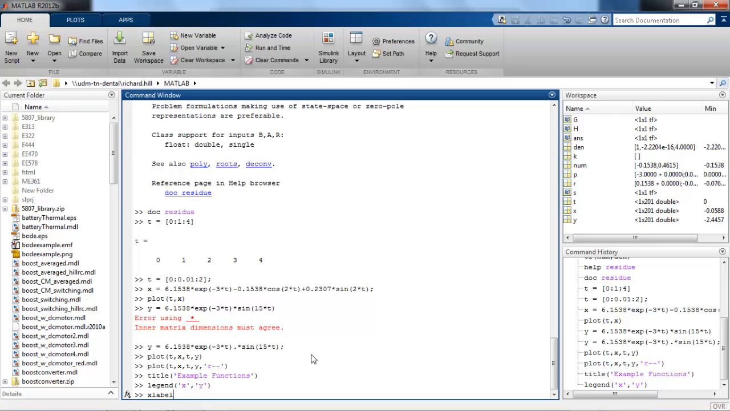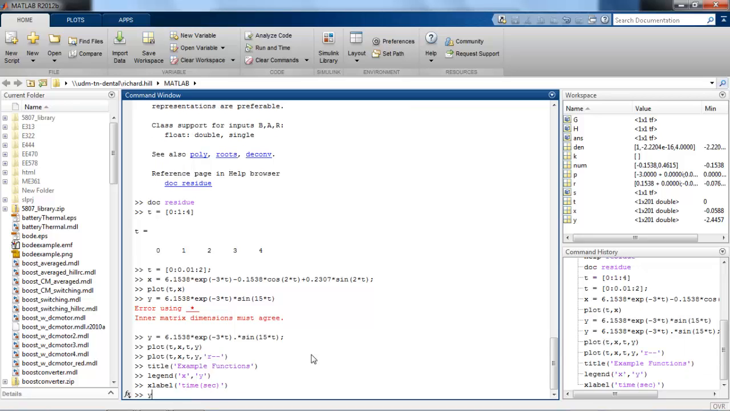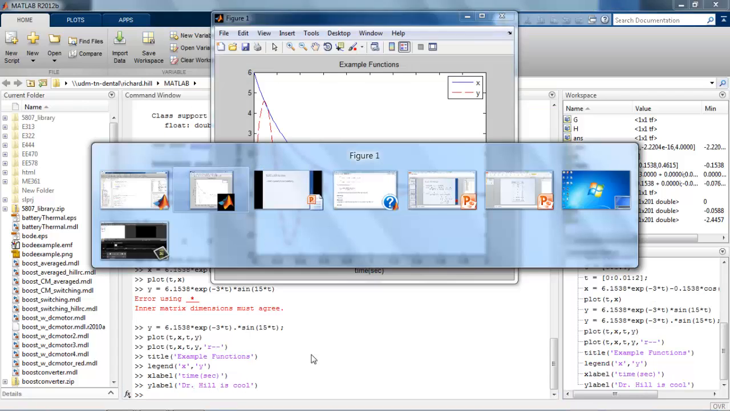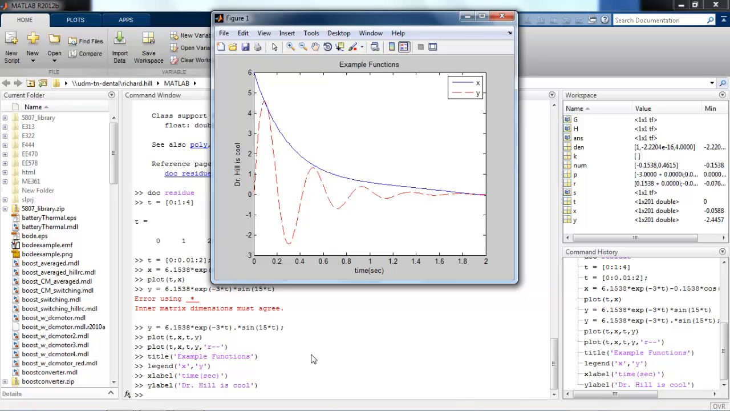I can also label the axes using xlabel for the horizontal label, and ylabel for the vertical. Going back and looking, you can see all of the different elements that we've added to our figure. In general, quite a lot of what we'll do in this class will require plotting. So these basic functions are something that you should try to become familiar with.